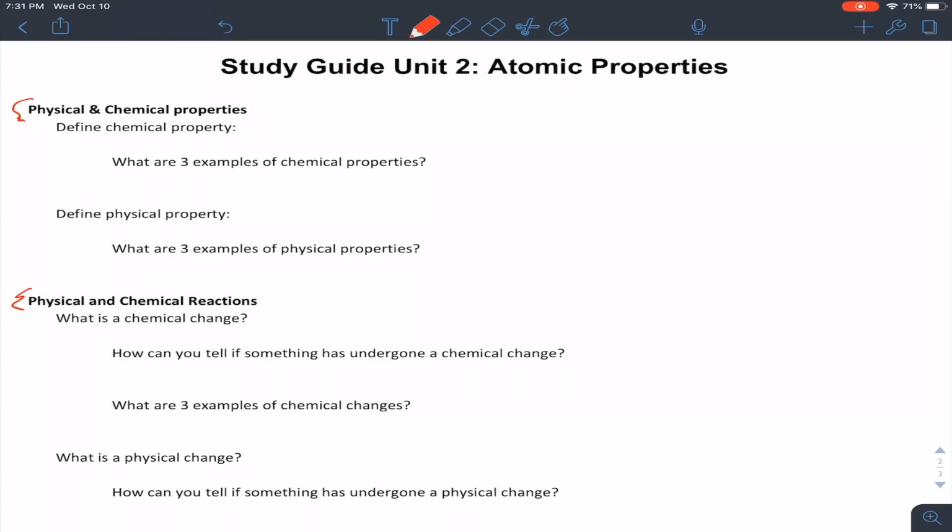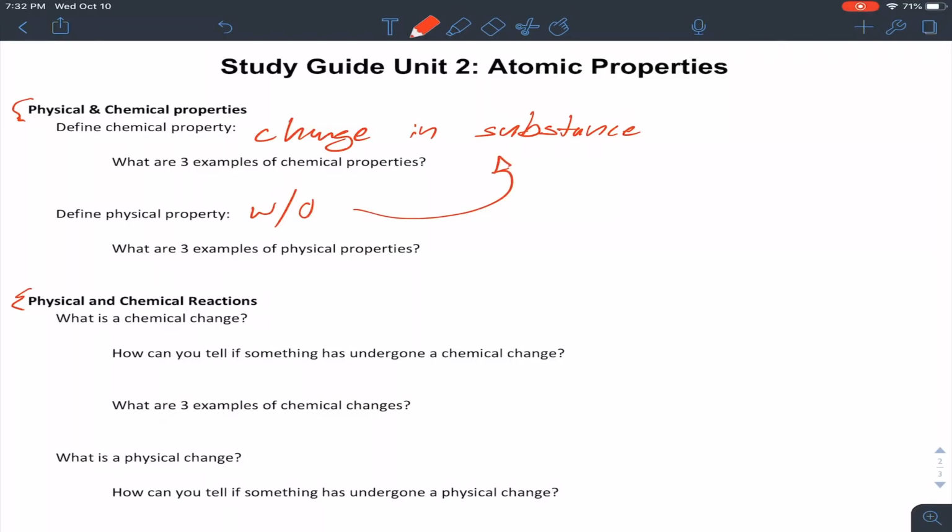Now, a chemical property is a little different than a chemical change, but they are related. A chemical property is one where to observe that property, there has to be a change in the chemical structure of the substance. The big idea is change in substance, right? The property is observed when there's a change in the substance. The physical property is one where we can observe it without a change in the substance.